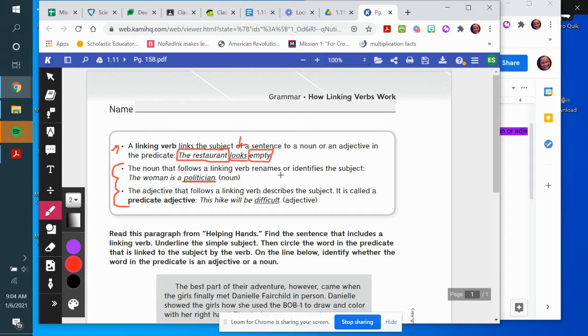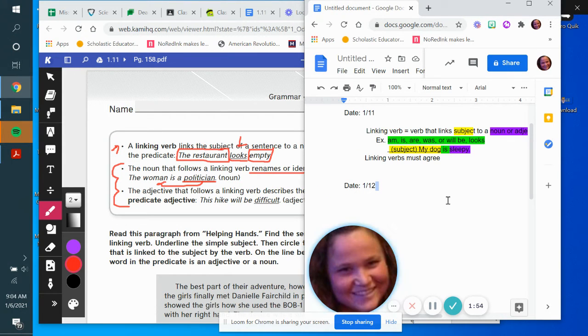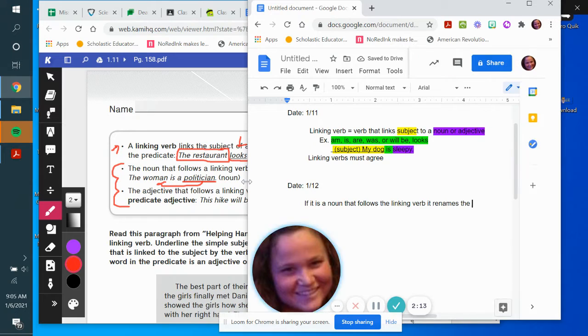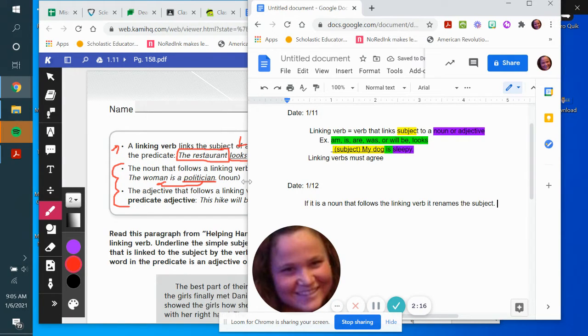It renames or identifies the subject. It always renames it. So we know renames means they say it again. So we know that the politician is the woman. We're always renaming what it is. So we're going to write that in our notes. If it is a noun that follows the linking verb, it renames the subject. What we're going to put there.